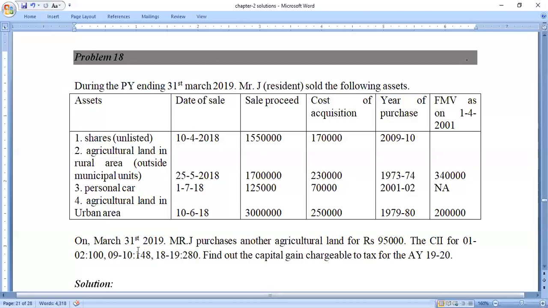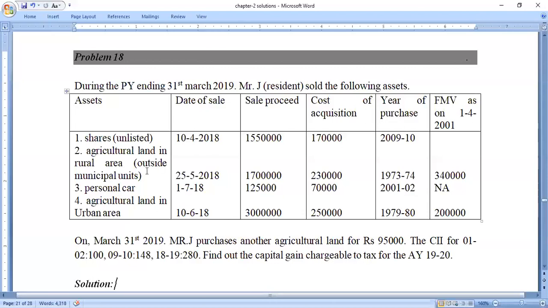Next, on March 31st, 2019, Mr. J purchases another agriculture land for rupees 95,000. Now, the assessee has sold the agriculture land which is situated in the urban area, and after that, he has purchased the new agriculture land for rupees 95,000. We can claim the exemption under section 54B.